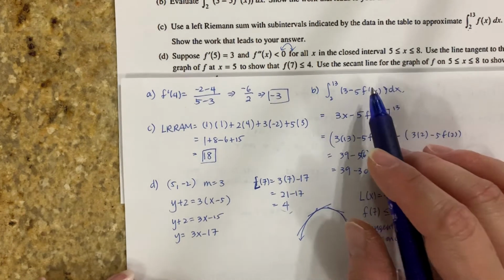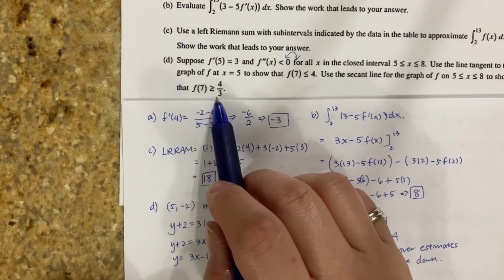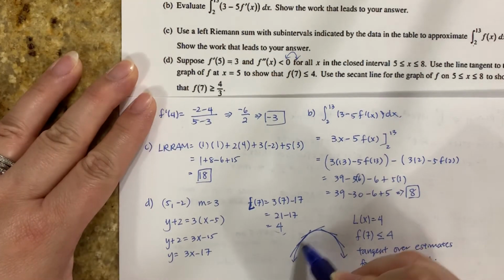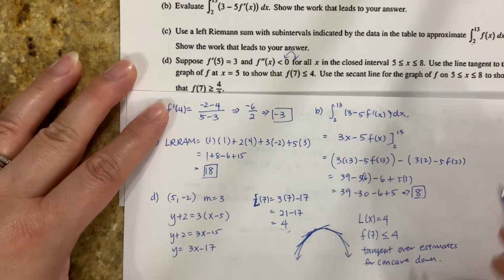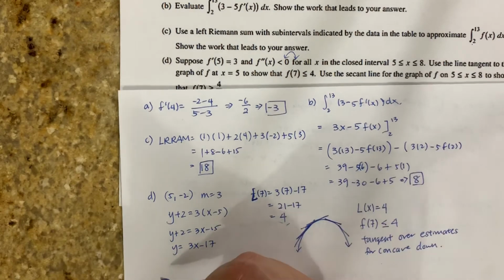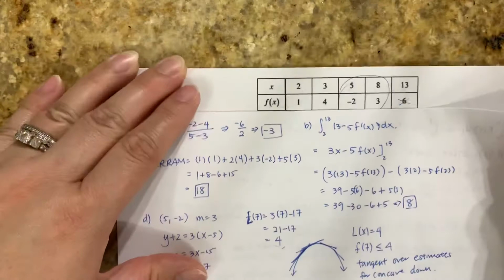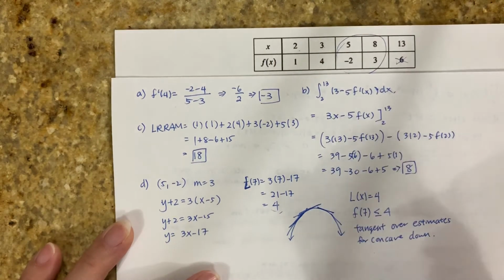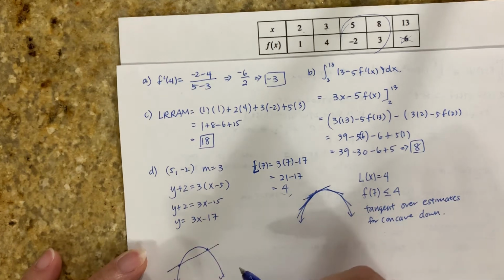Then the second part says use a secant line for the graph between 5 and 8 to show that f of 7 is greater than or equal to 4/3. A tangent line uses one point to find the approximation. What's the difference with a secant line? A secant line uses two points. So now you have 5 and 8. First I want to use these two points to write my equation. Basically I'm trying to use the concavity. Here's 5, here's 8. I'm going to use that line as my secant line.